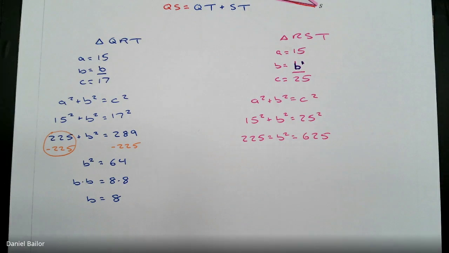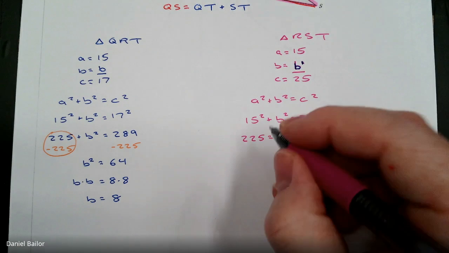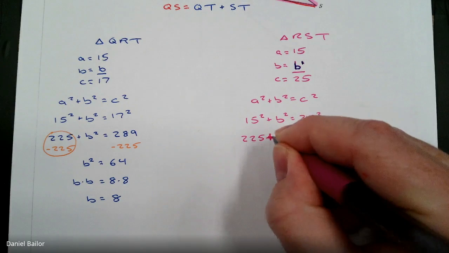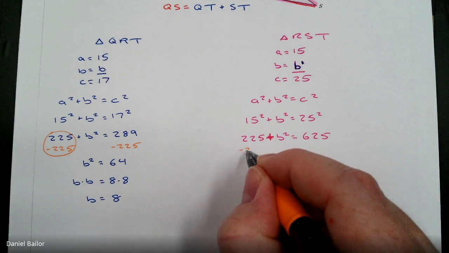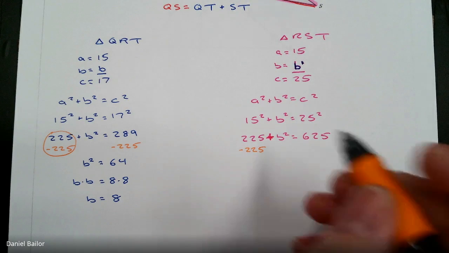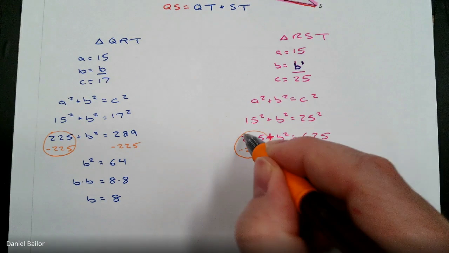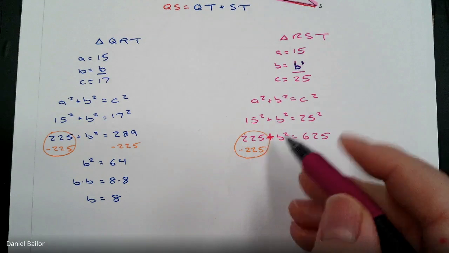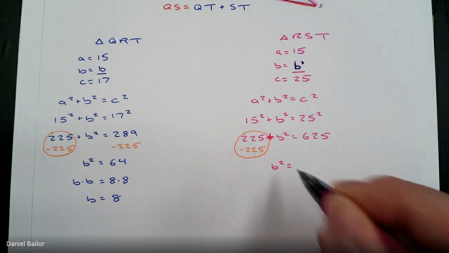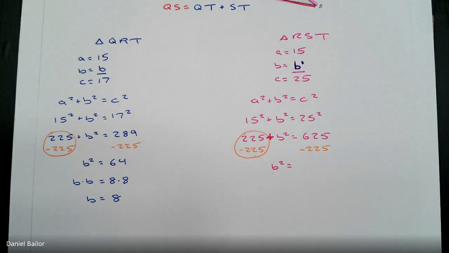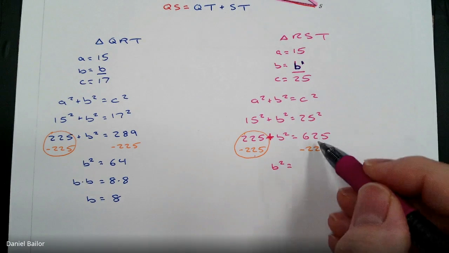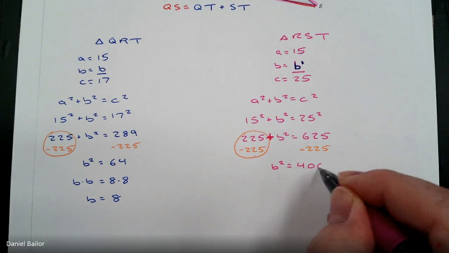Now, again, you want to get the, oh, this should be a plus. I'm sorry. 225 plus B squared equals 625. So I need to do minus 225 from both sides to make 0, because 0 plus B squared is still B squared. And I do 625 minus 225. 625 minus 225 is 400.